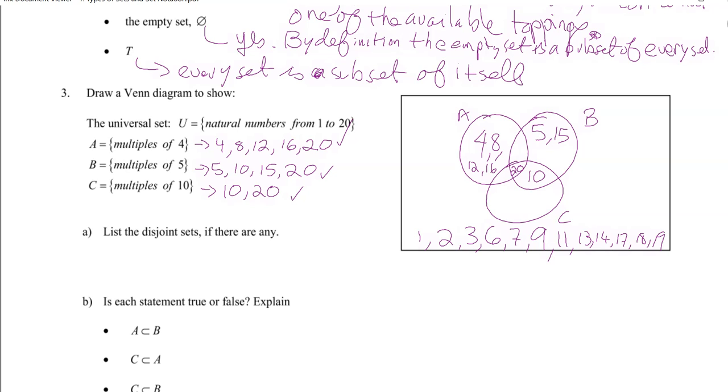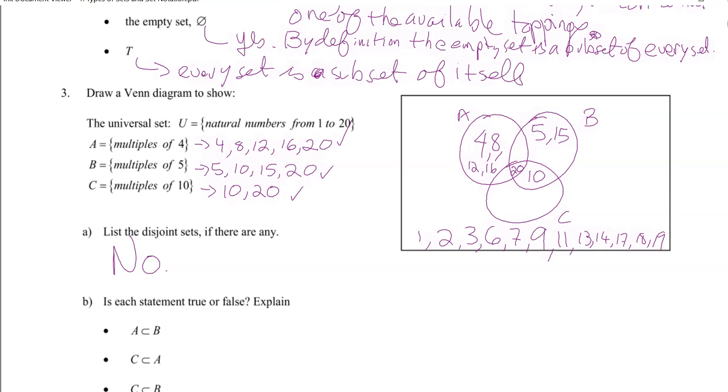Disjoint sets. Are there any sets that do not have any common elements? Is there a set that I could have just split off by itself? And no, because A has elements that are inside A, but also inside B and also C. So the 20 in the middle of A and B and C says there are no disjoint sets. That element belongs to all 3.